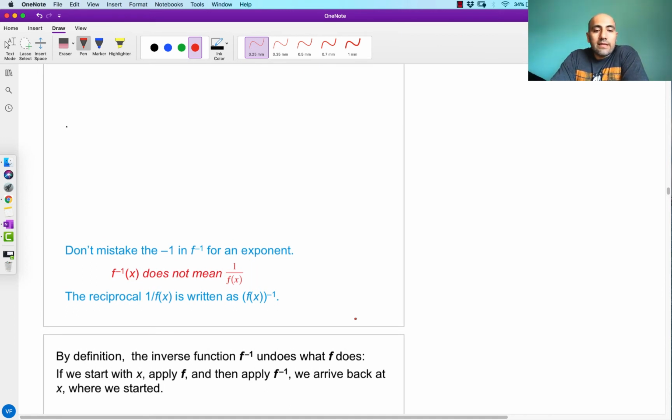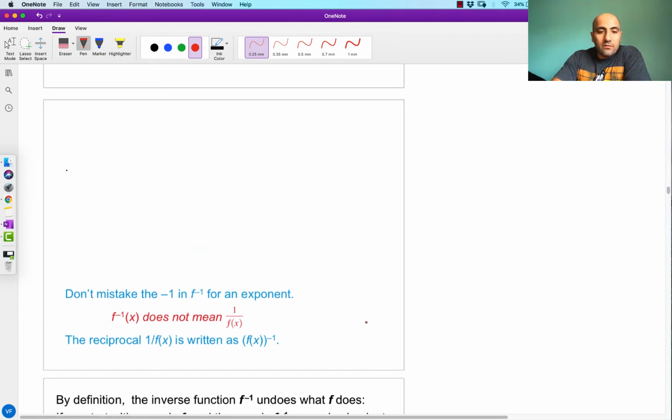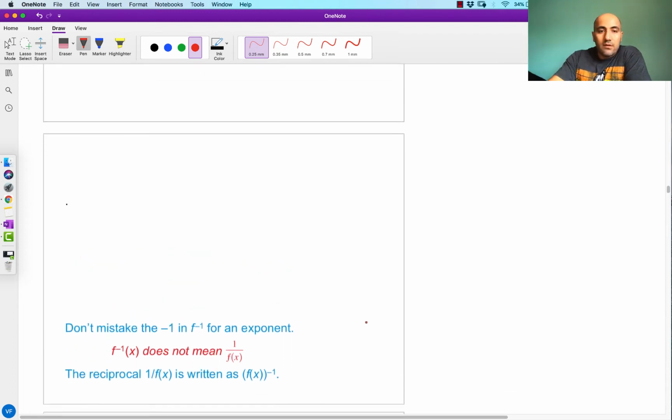Don't make the mistake. The negative 1 in the f inverse for the exponent does not mean this, right? This is a very, very common source of problems with people, and there's really very little we can do about it. Nobody sat down and invented math. We didn't sit down somewhere and create it.